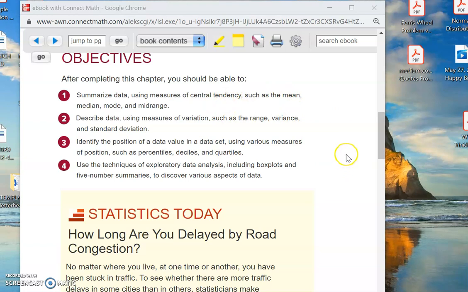Then, in addition to summarizing it, maybe you're going to describe it, and you describe it using the measures of variation, like how spread out is the data. So we'll see examples of that, but this is a very common, necessary type of skill to have.